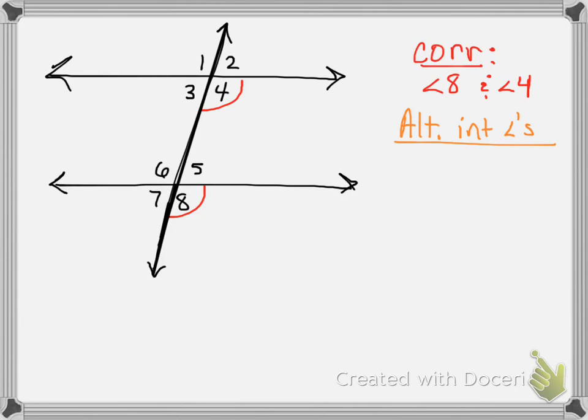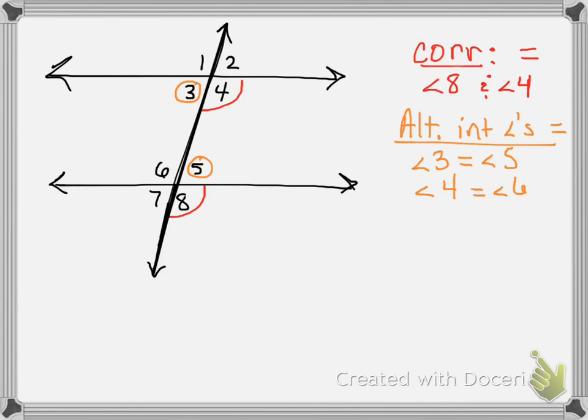So for example, you could say that angles 3 and 5 are alternate interior angles. We also know that alternate interior angles are equal to each other. And side note, the corresponding angles are equal to each other as well. So here, angle 3 is equal to angle 5. Conversely, you could have angle 4 is equal to angle 6 as well.